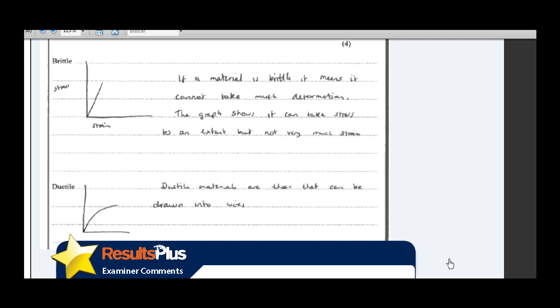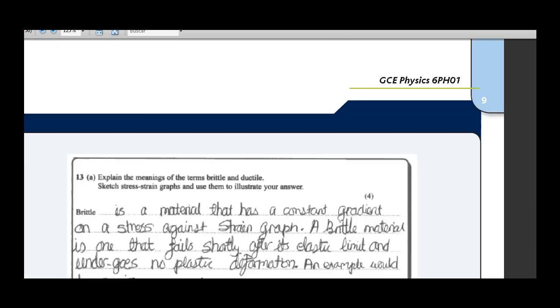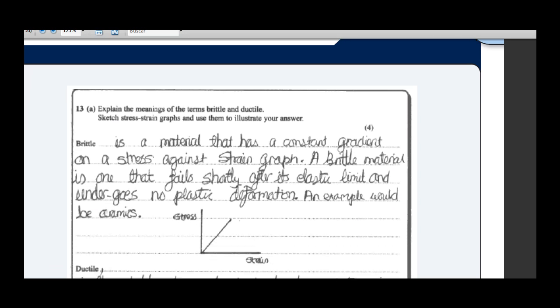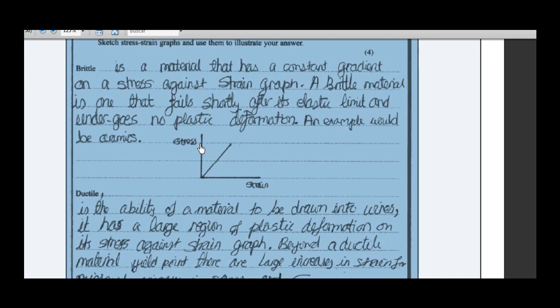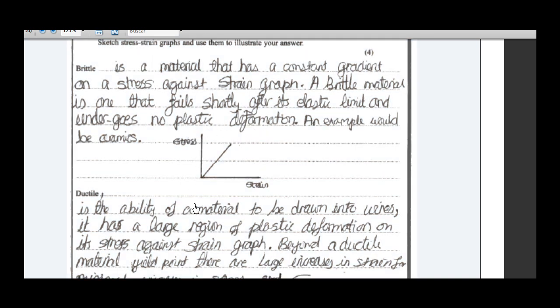So notice that it's important we choose our words carefully and we make sure we think about them before we write them down. Let's have a look at the second guy and what he wrote and why he did a bit better. It says, brittle is a material that has a constant gradient on a stress against strain graph. A brittle material is one that fails shortly after its elastic limit and undergoes no plastic deformation. An example would be ceramics. Here's his graph, and that explanation is very good. Fails shortly after the elastic limit and undergoes no plastic deformation. So he's got a point there that I didn't make myself, that the material fails shortly after its elastic limit.